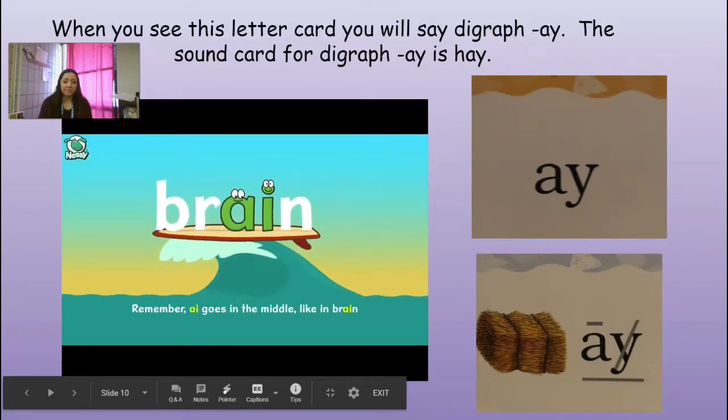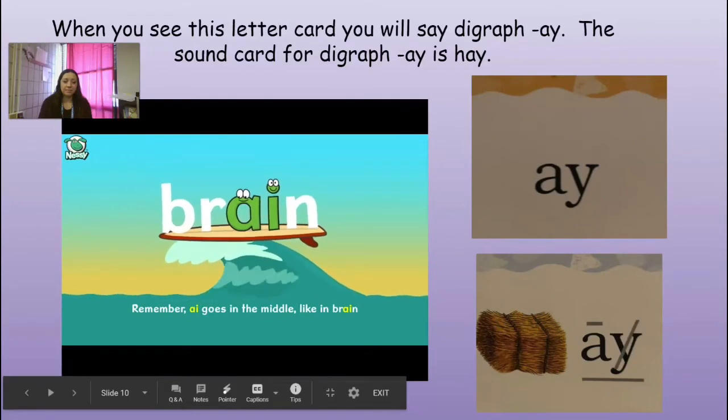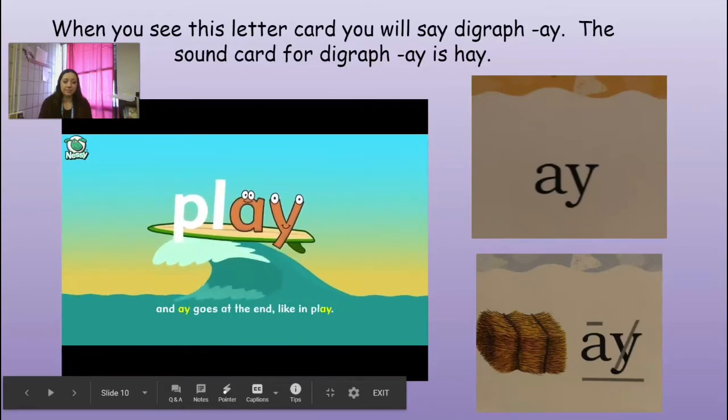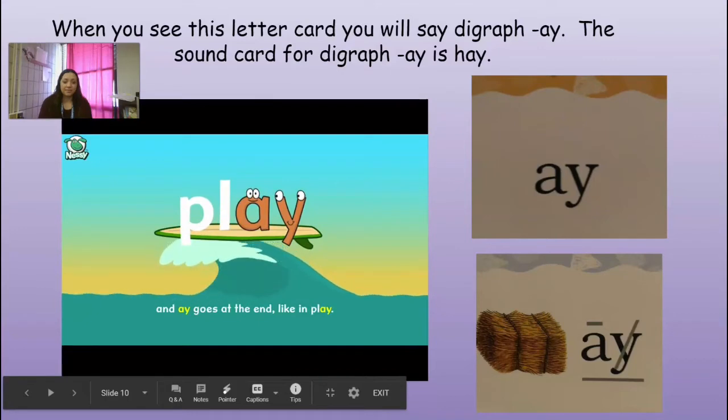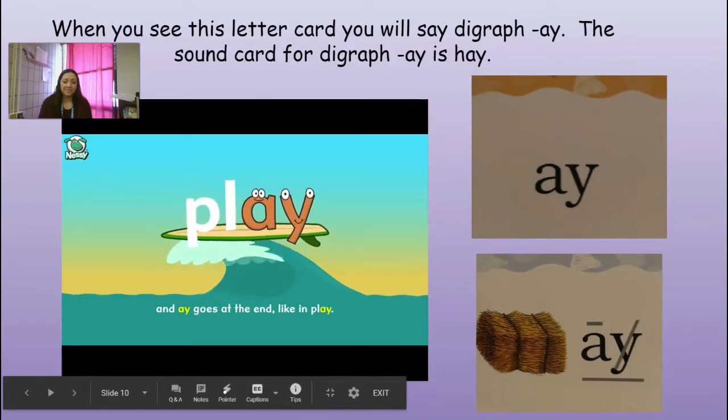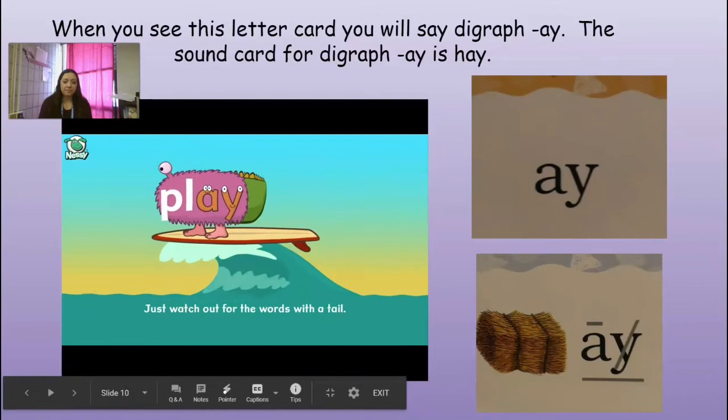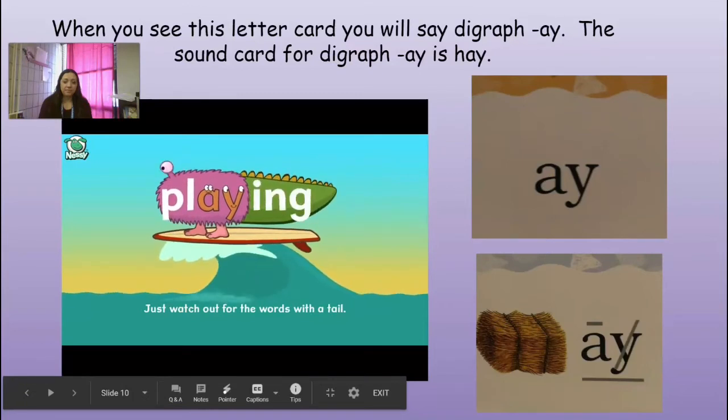Remember, AI goes in the middle like in brain. And AY goes at the end like in play. Just watch out for the words with a tail. Playing and player have tails. Tails that join on to the end of the body, man. Those are the suffixes. So use AY at the end of the body before you put on the tail. Got that? Ha, you're going to be so cool at spelling now.